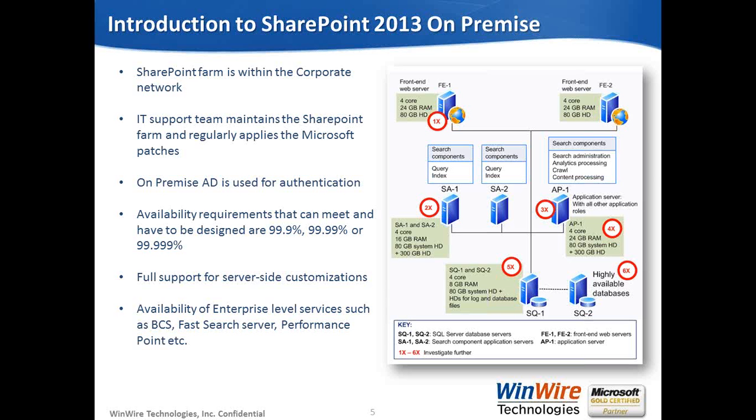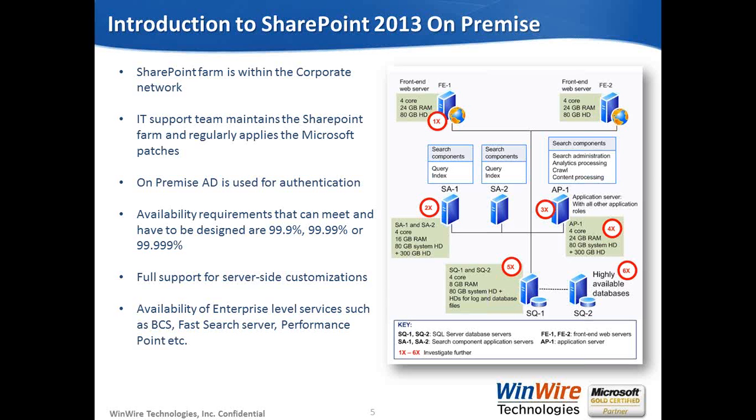You can also look out for availability requirements from anywhere from 99.9 to 99.999%, which maps to around 8 hours of downtime to around 5 minutes of downtime per year. Then you can look out for full support for server-side customizations. A good example of a server-side customization would be a site definition which can create a predefined structure along with various aspects like applying the master pages or the security groups.